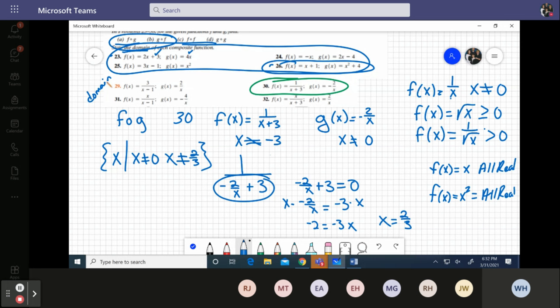So that's what I'm trying to find out. What number would make my denominator a 0? If I did negative 2 over 2/3 plus 3, well, these 2's would cancel each other out, and I would end up with negative 3 plus 3, which would be my 0 down here, right? That's why x cannot be that. Does it make sense somewhat?